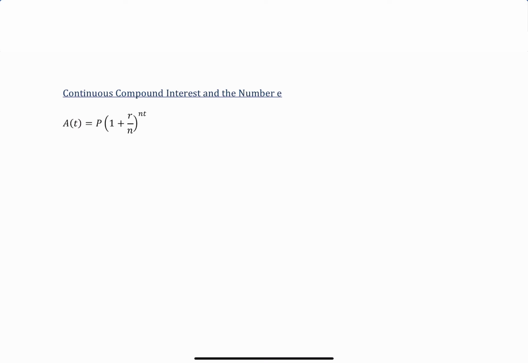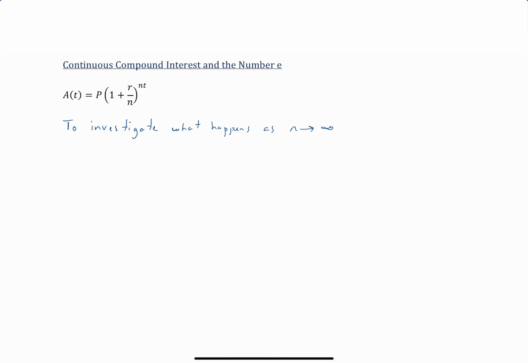And what we want to do right now is investigate what happens as the number of compounding times per year goes to infinity. And to do that, I want to pick some specific numbers for some of the other variables. So let's let P be 1. So you've invested $1. And let's let R be 100%, in other words, 1. And let's let T be 1 year.